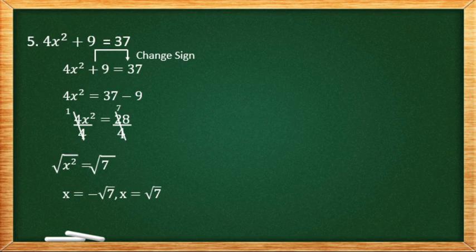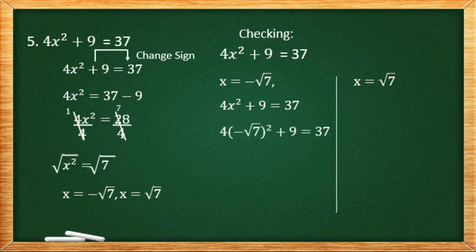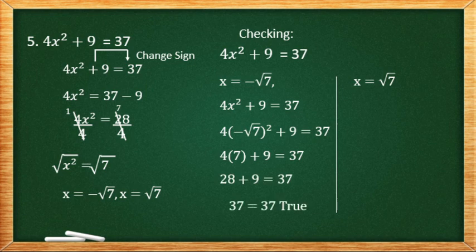Check natin kung tama by checking. The given 4x squared plus 9 is equal to 37. X is equal to negative square root of 7 and x is equal to square root of 7. Okay. Substitute the value of x, the negative square root of 7. Di ba mawawala lang yung square root sign na yan dahil may exponent 2. Tapos since negative, magiging positive lang yan. So 4 times 7 plus 9 is equal to 37. So 28 plus 9 is equal to 37. 37 is equal to 37.